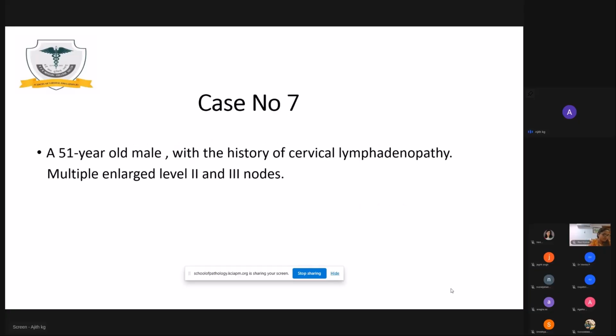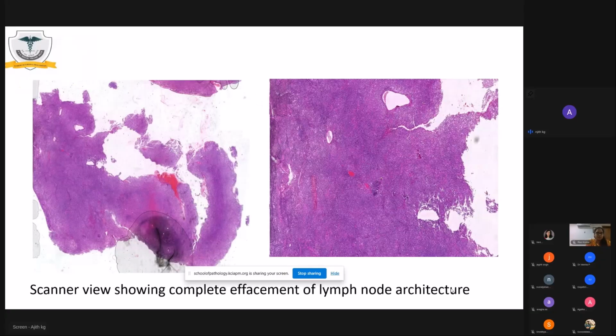Starting with the case. This is a case history of a 51-year-old male with a history of cervical lymphadenopathy with multiple enlarged level 2 and level 3 lymph nodes. And these are the sections that we received.